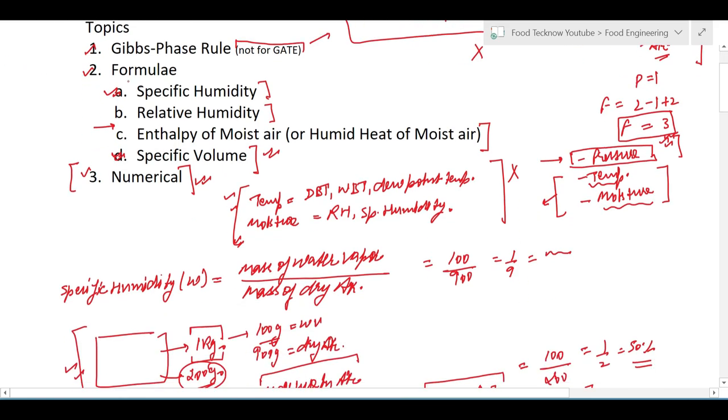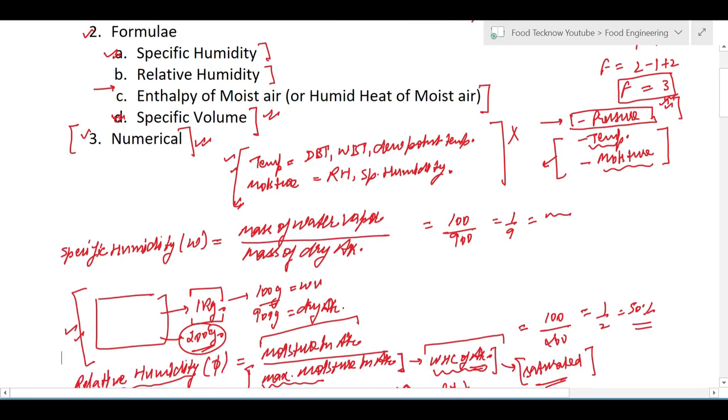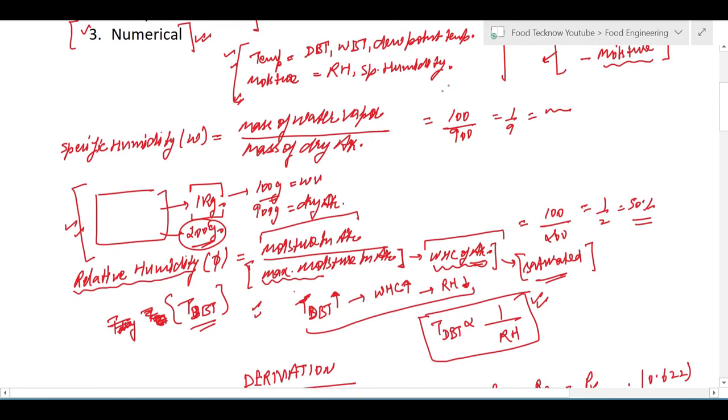After that we looked at some of the formulas. First was the specific humidity, second the relative humidity, third the specific volume, and then the enthalpy of the moist air. The specific humidity is the mass of water vapor divided by mass of dry air. Suppose a chamber contains water vapor of 100 grams and dry air of 900 grams, so it is equal to 1 by 9 as the specific humidity.